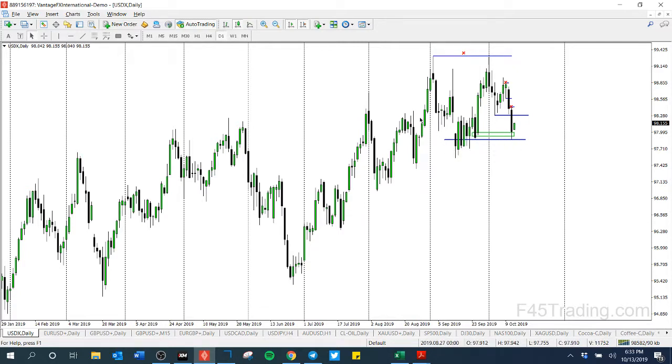But I think what the ultimate play this week is going to be, we've got several levels, and I'll zoom in here just a little bit.